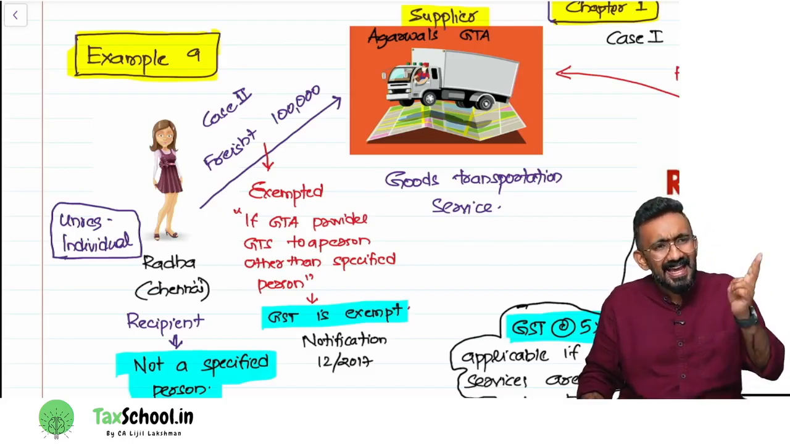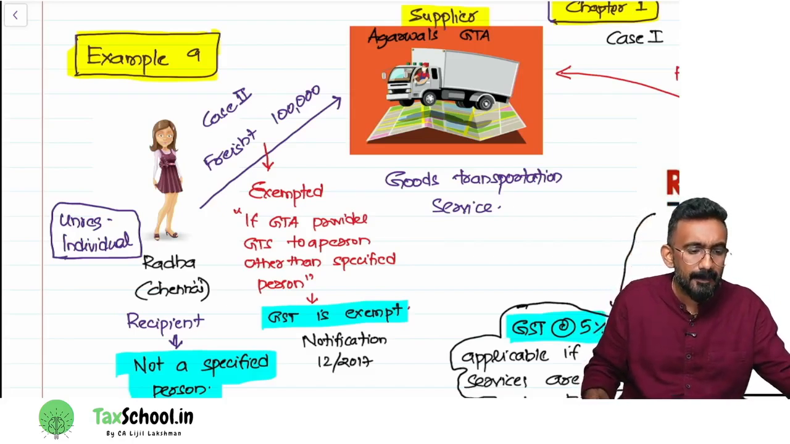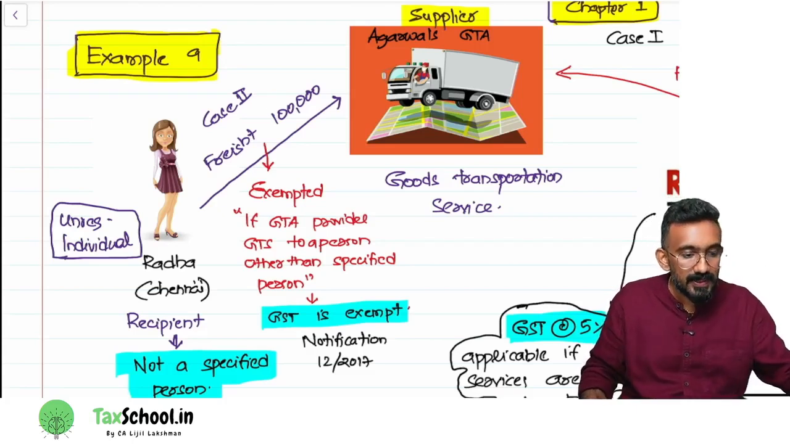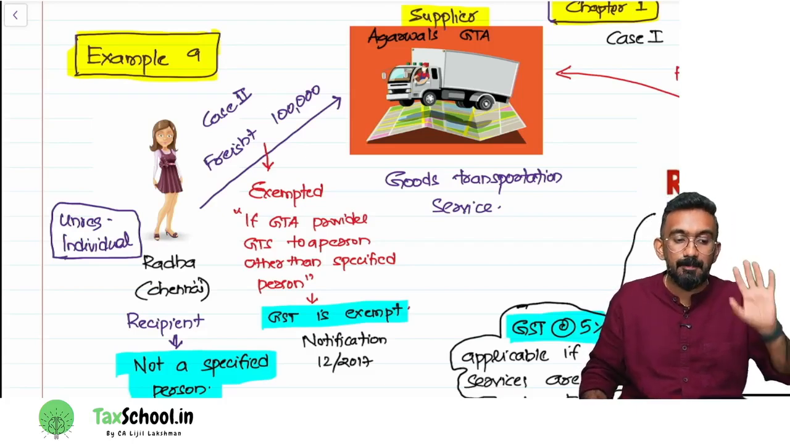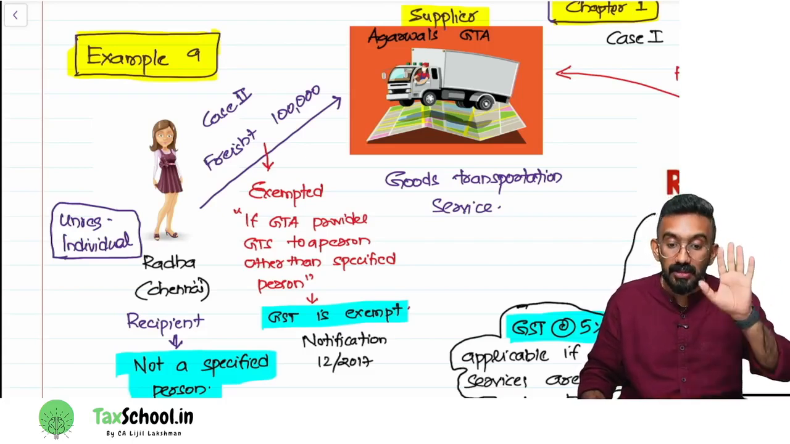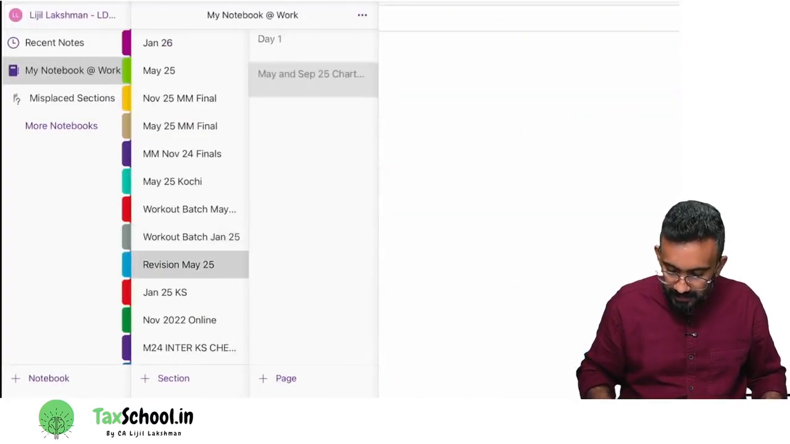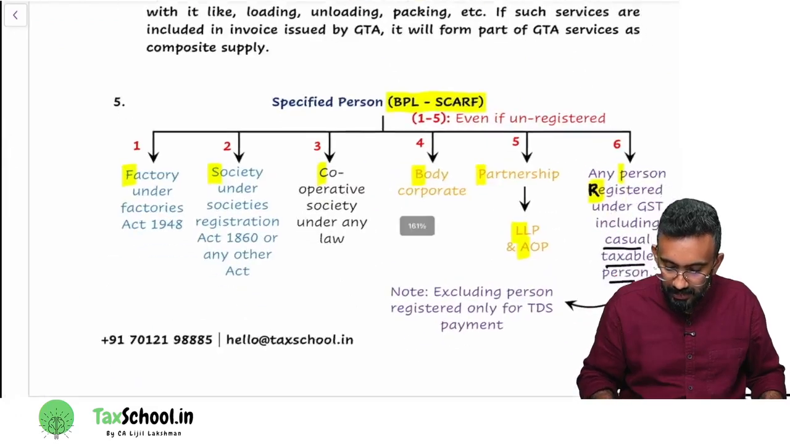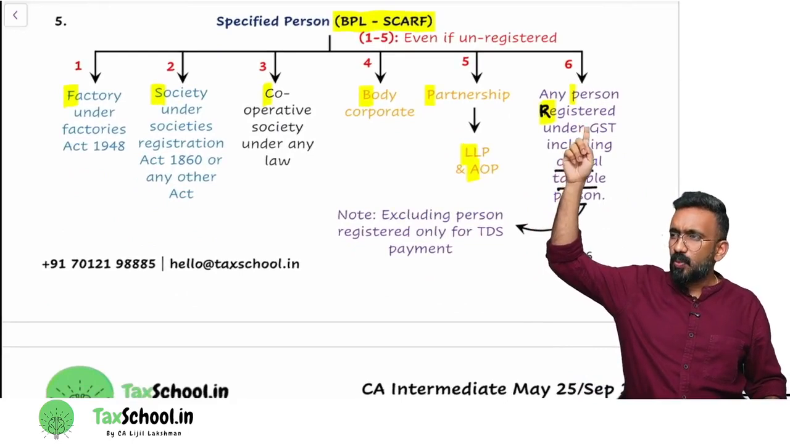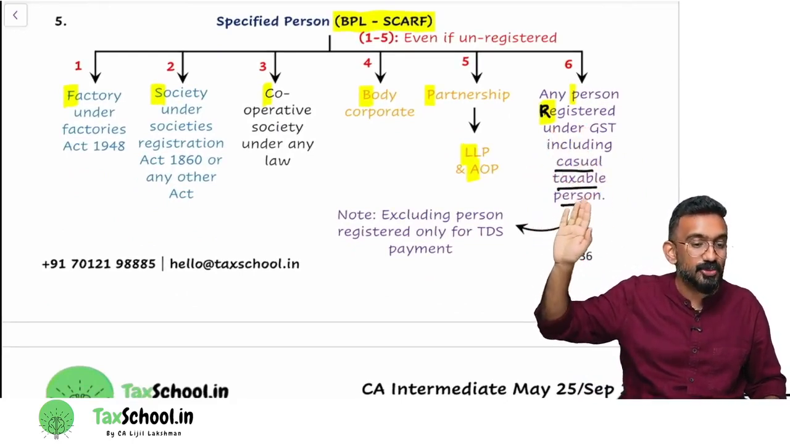Next question, can an unregistered body corporate be a specified person? Is an unregistered body corporate, say a company which is not having GST number, considered to be a specified person under RCM? Yes. Why? Look at this. In this list of specified person, I have put it across 1 to 5. Even if they are unregistered, they will be still considered to be a specified person.